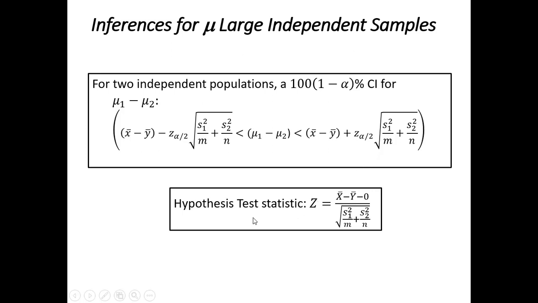The test statistic for hypothesis testing simply looks like this. We get x bar minus y bar in the numerator. Typically, we hypothesize that the difference in means is 0, but it is possible to hypothesize the difference is something other than 0. So that term would go up here. And then in the denominator, we have the square root of sample 1 variance over m plus sample 2 variance over n.